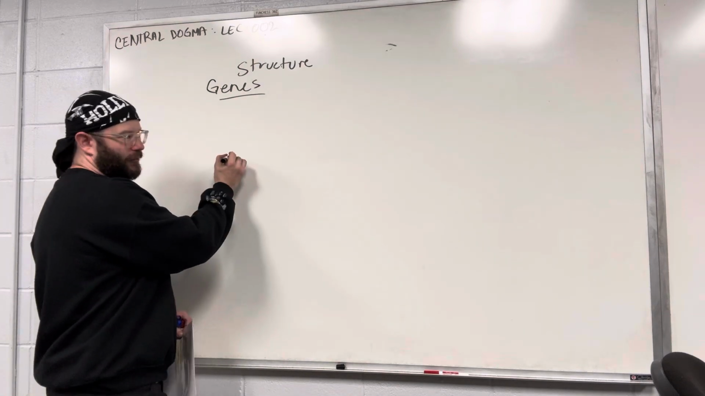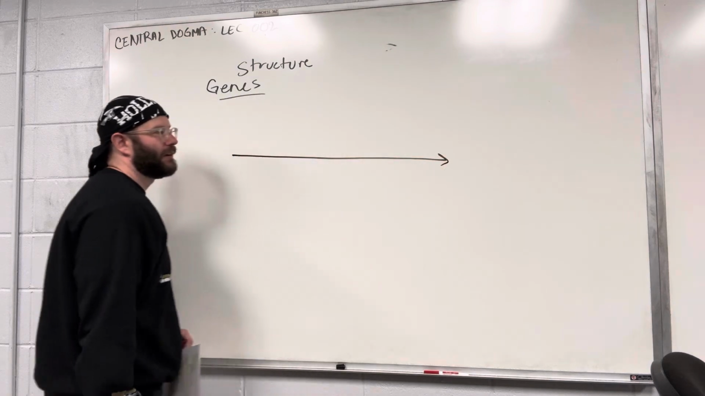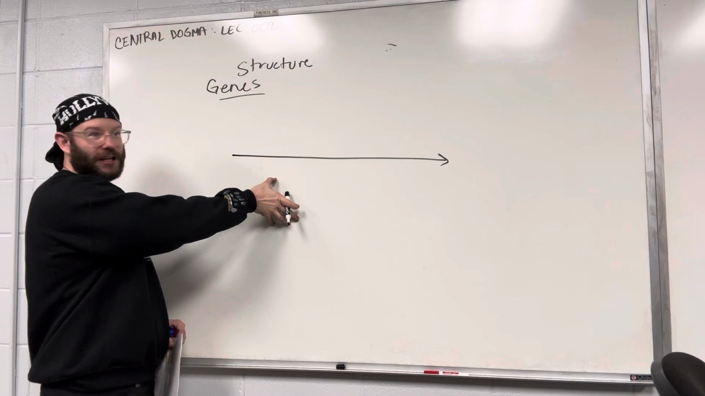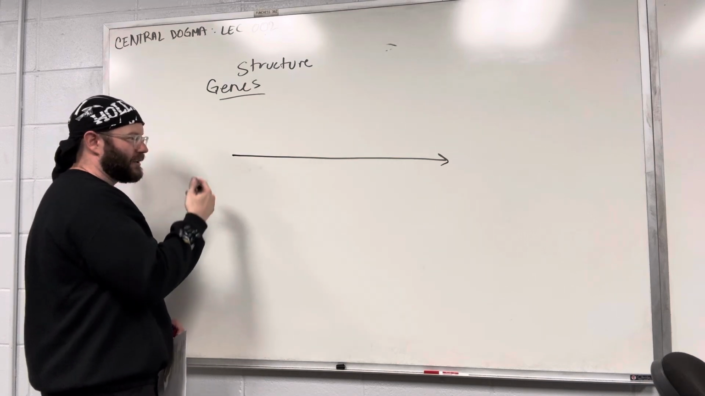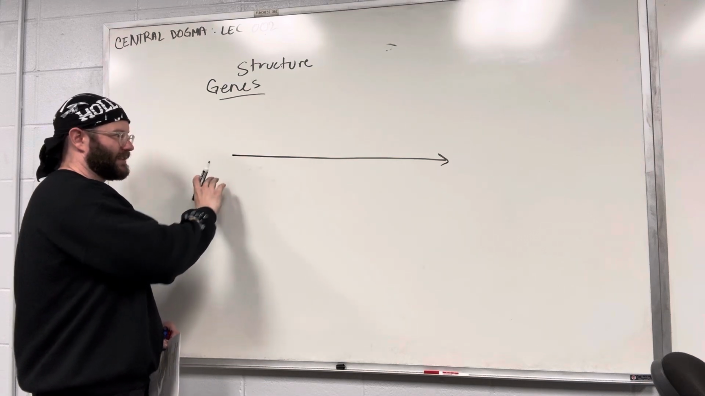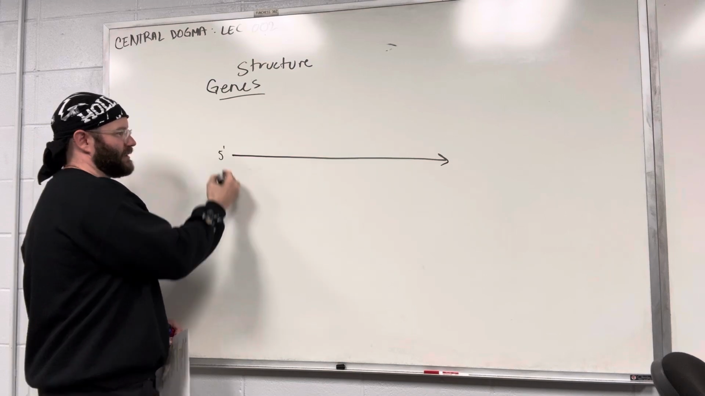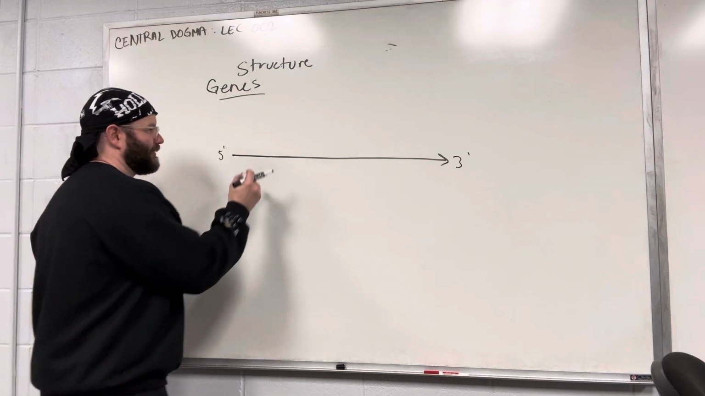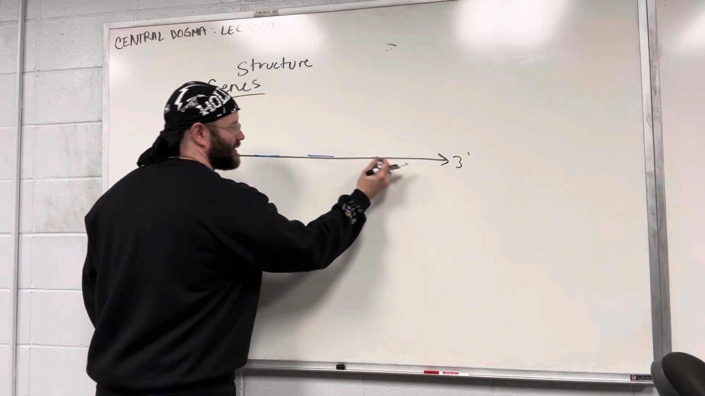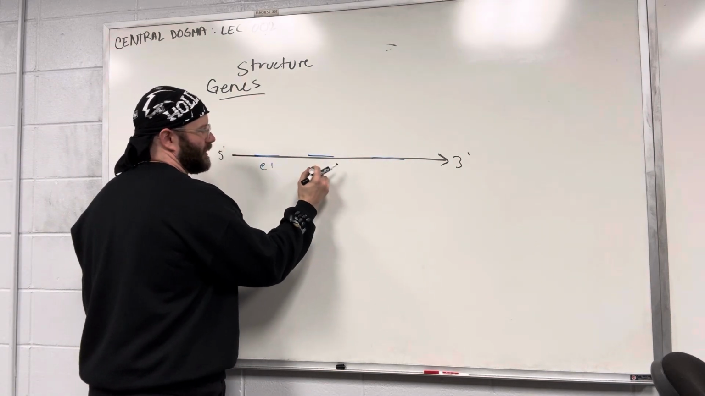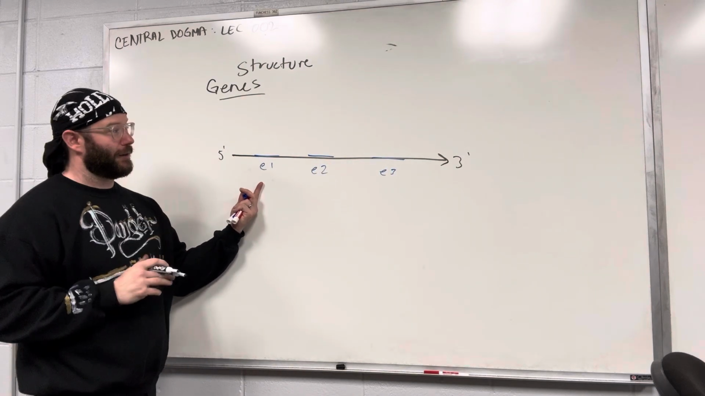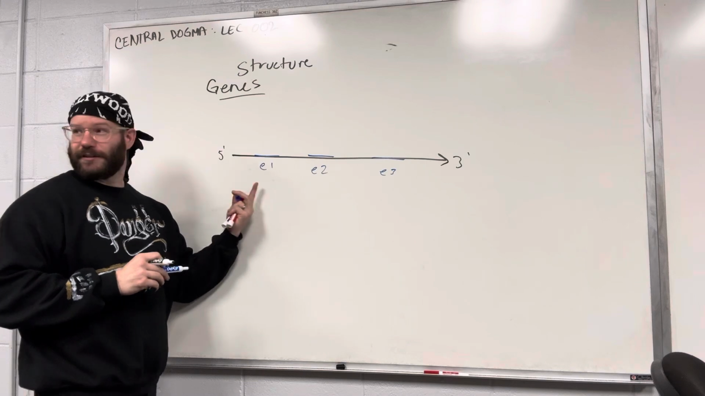The symbol for a gene is typically an arrow. So whenever I draw an arrow from now on in this class, it means I'm drawing a gene. Genes are typically annotated in sense orientation, which means 5' to 3'. As was said, genes often have introns and exons. Let's call this exon 1, exon 2, exon 3. What types of genes have introns and exons? Do all genes have introns and exons?